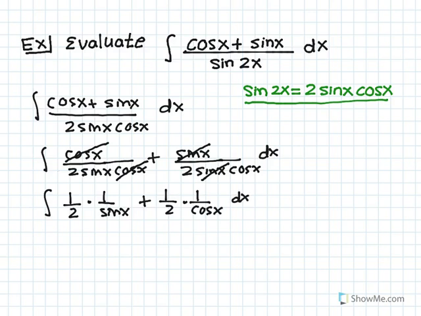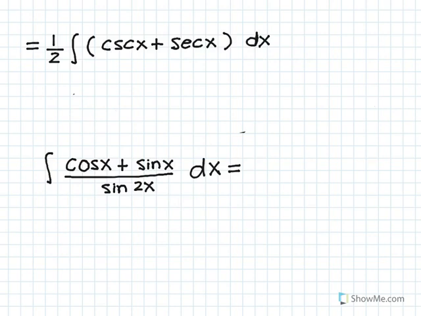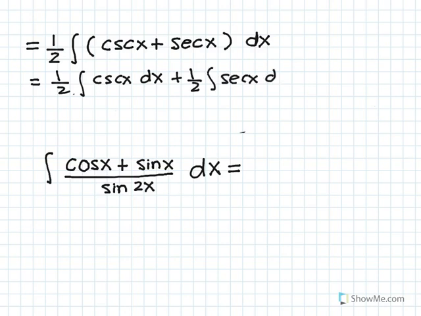dx. So let's pull out the 1/2, factor out the 1/2, I should say, 1/2 integral, and 1 over sine x, that's just cosecant x. And 1 over cosine x, that is secant x, integrated with respect to x. Alright, so we have 1/2 integral of cosecant x plus secant x. Let's now split up the integrals. So we have 1/2 integral of cosecant x dx plus 1/2 integral of secant x dx.